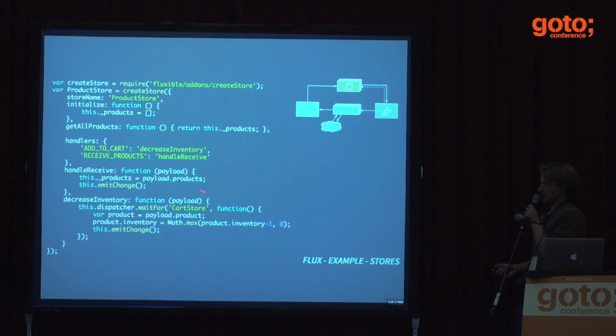And handle receive is very simple. That's just the action that says, okay, when the application is kicked off, we need to put the initial products into the store. And decrease inventory is a bit weirder, because the dispatcher is accessed and this wait for call is made. So in this case, the product store says when the inventory is decreased, I let the cart store go first. So the cart store is able to put something into the cart before I remove it from the inventory, because if the count goes to 0, the cart store might say, okay, there's actually nothing left, I cannot put anything into the cart. So this is a kind of functional dependency between those stores.